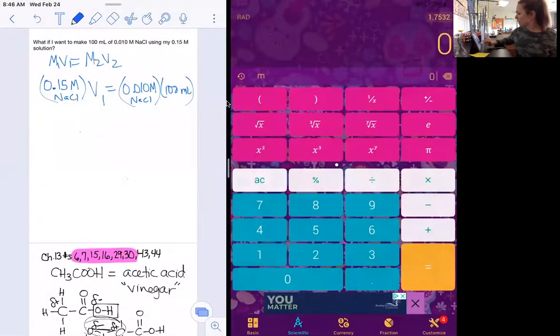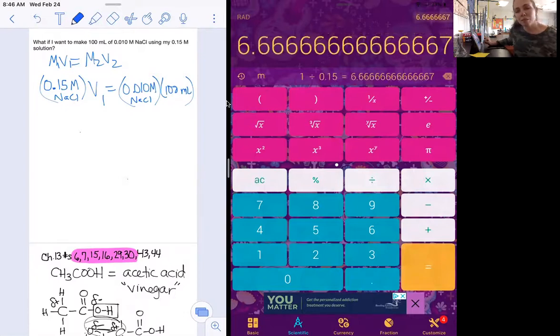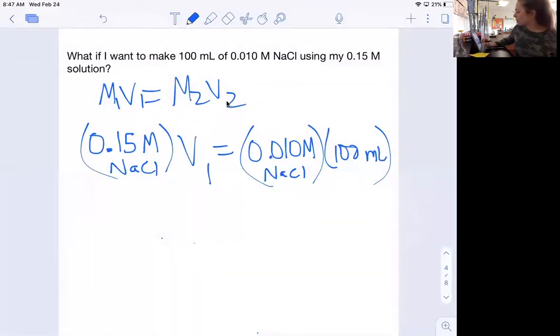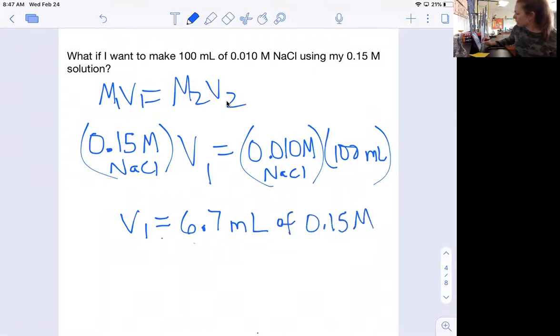So let's do the math now. 0.010 times 100, right? Divided by 0.15. And when you do that, you get 6.7, okay, if you round for sig digs. So you get V1 equals 6.7 milliliters. And that's of the 0.15 molar NaCl.